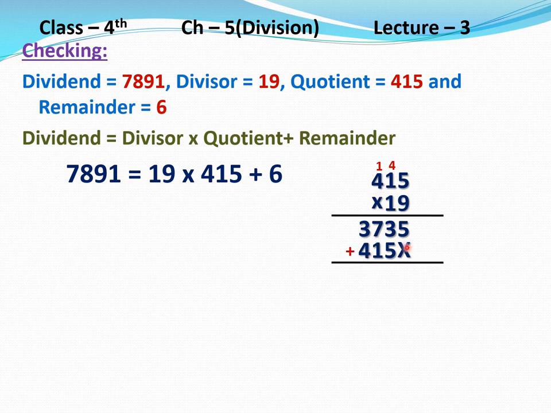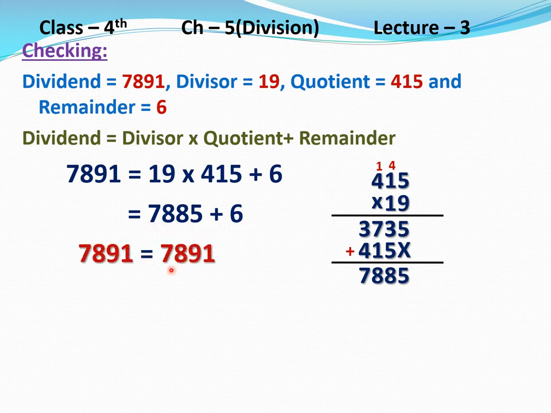Now we will do addition. 5, write 5 as it is. 3 plus 5 is 8, write 8 here. 7 plus 1 is 8, write 8 here. 3 plus 4 is 7, write 7 here. 415 multiplied by 19 equals 7885. Write down equals 7885 plus 6. Now add this: 7885 plus 6 equals 7891. It means LHS equals RHS. Hence the answer is verified. Clear?